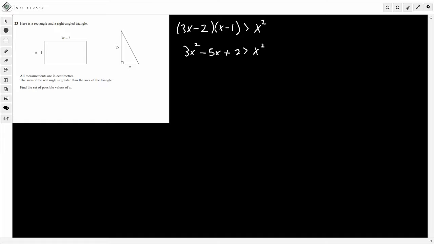So now, like just solving an equation, we need to make this equal to 0, or in this case it's going to be greater than 0. So if we subtract x squared off, that's going to give me 2x squared minus 5x plus 2 is greater than 0 still.